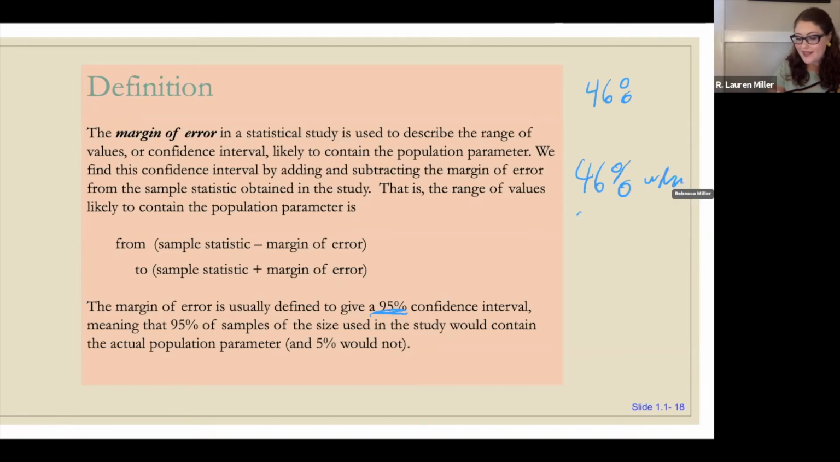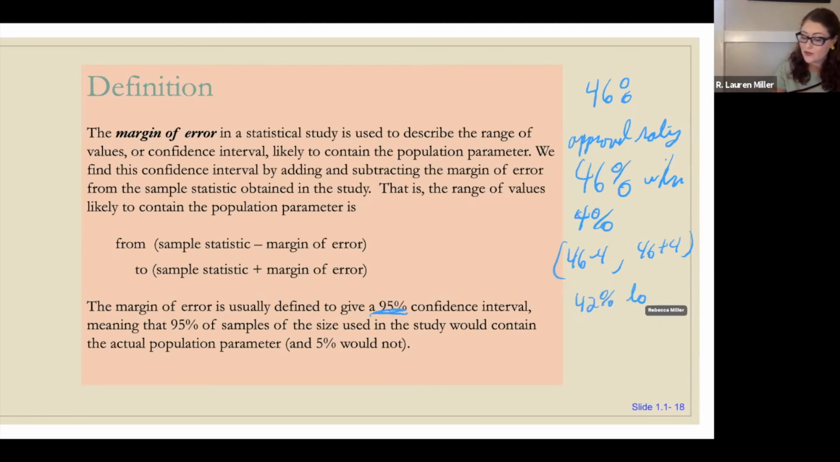Within 4 percentage points, right? We've got like a 46% approval rating within 4 percentage points. Well, what does that mean? Well, that is our margin of error. So in order to figure out where the true population parameter would be, let's say we're looking at approval rating, we would take 46 minus 4 and 46 plus 4. That would give us an interval of 42% to 50%. So the true approval rating of whoever this guy is between 42 and 50%.